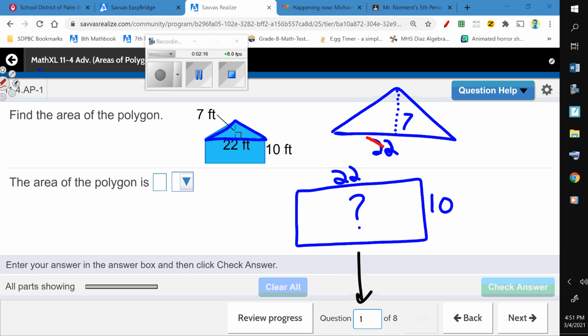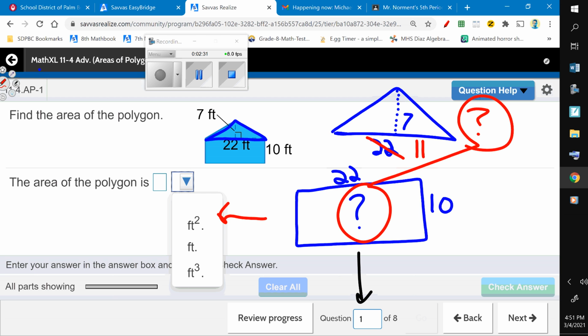Or take 22, cut it in half. Now just take 11 times 7. Do 11 times 7, you're going to get that area. Add those two numbers together. And then make sure you choose feet squared since you're dealing with the area. And you're going to have your answer. You are welcome. I want you doing the multiplication on your own.